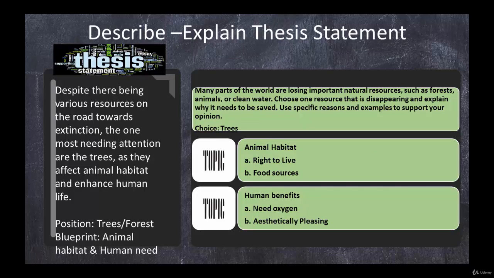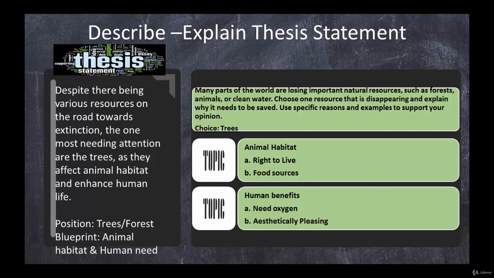Okay, so now we're going to move to a describe, explain thesis statement. This is the question that's talking about how we are losing a lot of important natural resources, and we have to choose one and explain why it needs to be saved. My position is to choose the trees, and the blueprint is talking about animal habitats and human need.